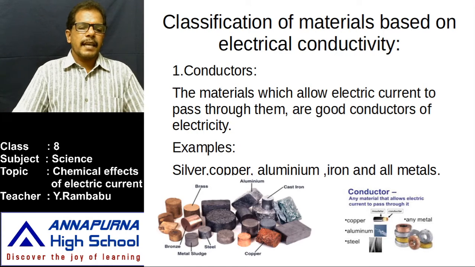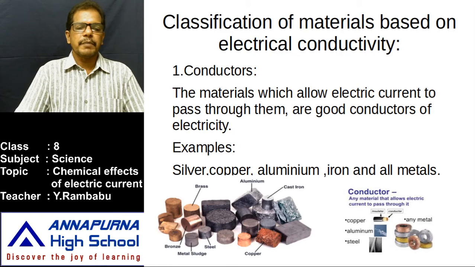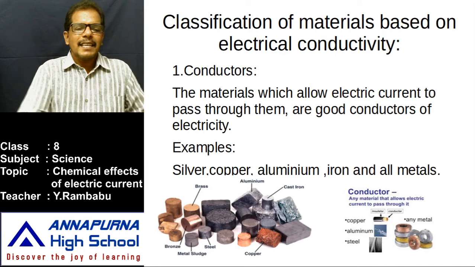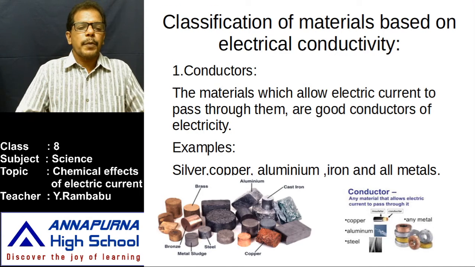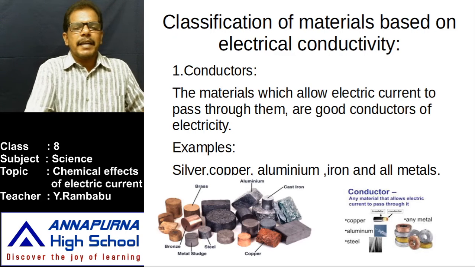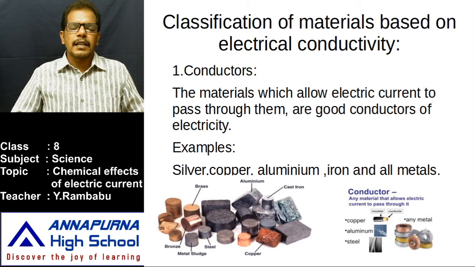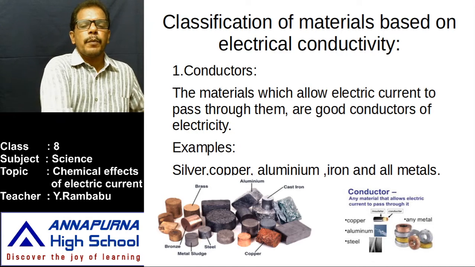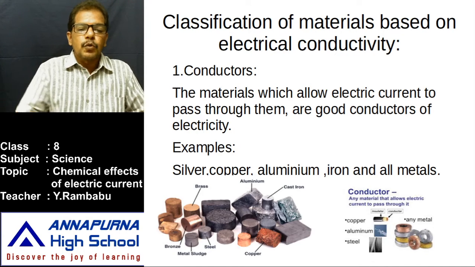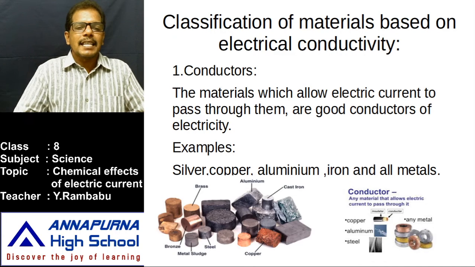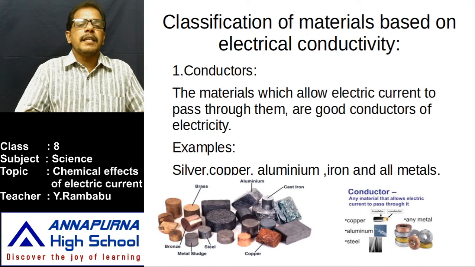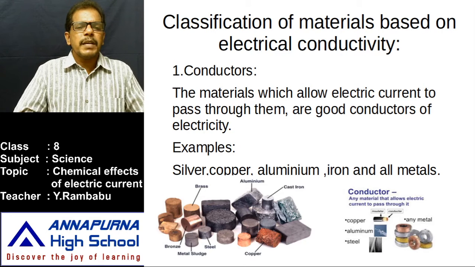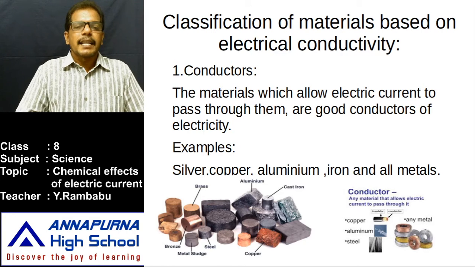Here, observe this diagram. What is that? Some metals like bronze, brass, aluminum, cast iron, copper, different metals. And these metals, we have already learnt about the properties of metals. These metals can be drawn into thin wires. Those metal wires are used to transfer the charge from one point to another point. That means through all these metal wires, the electricity passes easily. That's why these are simply called conductors, electrical conductors.